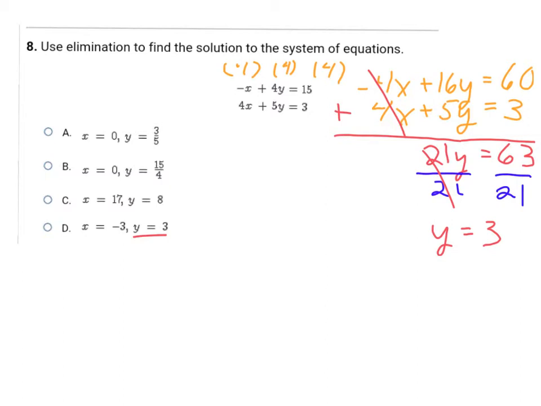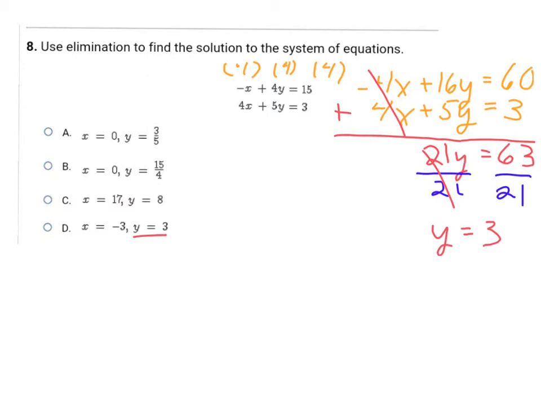So I'm going to go ahead and substitute this y in, and I can pick either equation. I'm just going to pick the second equation because it doesn't have a negative symbol, and that's what most students would pick. So I'm going to have 4x plus, and now I know that y is 3, so I'm going to put 5 times 3 here, equals 3. I'm going to go ahead and solve that. First I'm going to do that multiplication. 5 times 3 is 15, equals 3. I'm going to subtract 15 from both sides. And 4x equals negative 12.